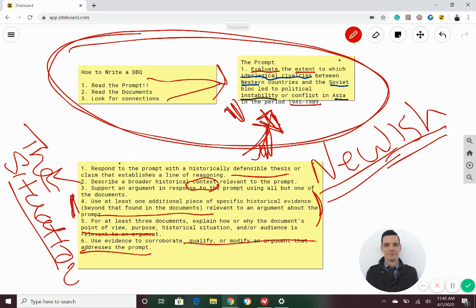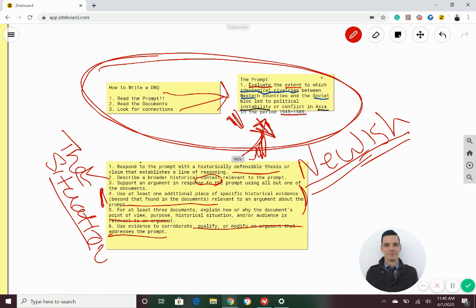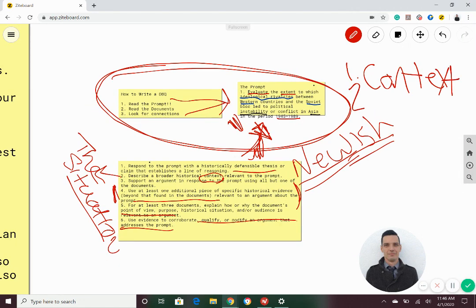So essentially what you're doing is, one, you create a claim which is newish about the prompt. Second, describe the context. This is what you remember you start your essay off with. Part 1 is context. So your context is the broader historical context. What is the situation in which these events are taking place?